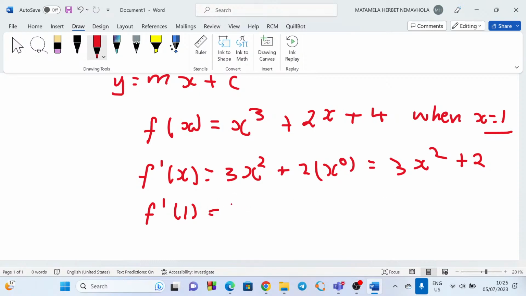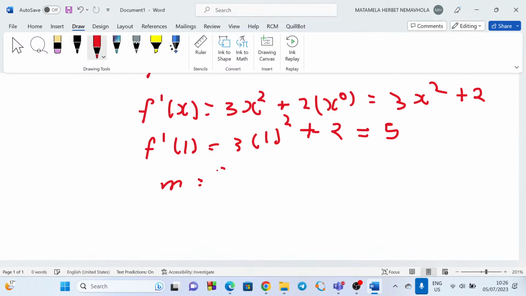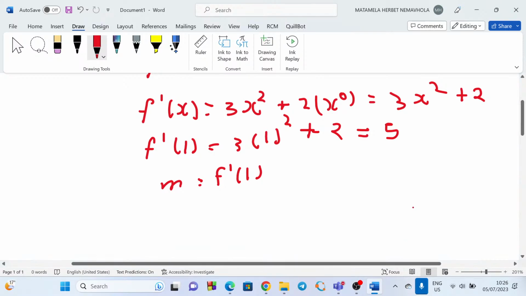When it's 3x squared, we substitute 1 squared, plus 2. So when we substitute, 1 squared is going to be 1, times 3 gives you 3, then plus 2, which is going to give us 5. So now when you have this 5, your m, which is the gradient, equals f prime of 1, at that point when x equals 1. So we have a gradient equal to 5.